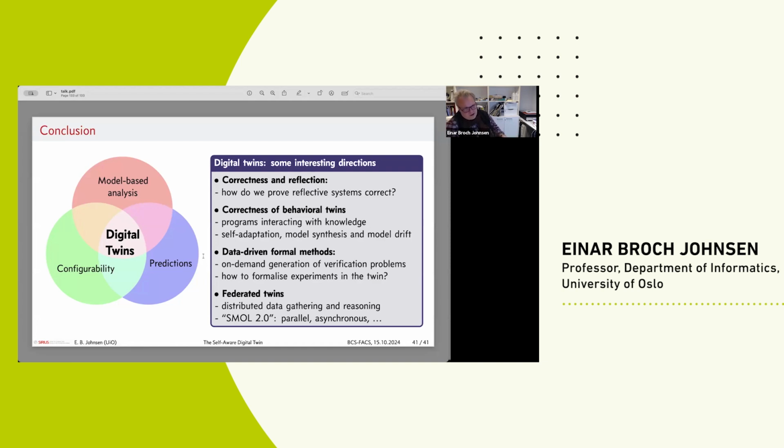But really the question is, what does it mean for a digital twin to be correct if part of what it's doing is to reconfigure the requirements that it is monitoring? That's really the topic I was trying to discuss: what does it mean that these kinds of self-adaptive systems self-adapt correctly, so to speak? Absolutely. Thank you. Very interesting.